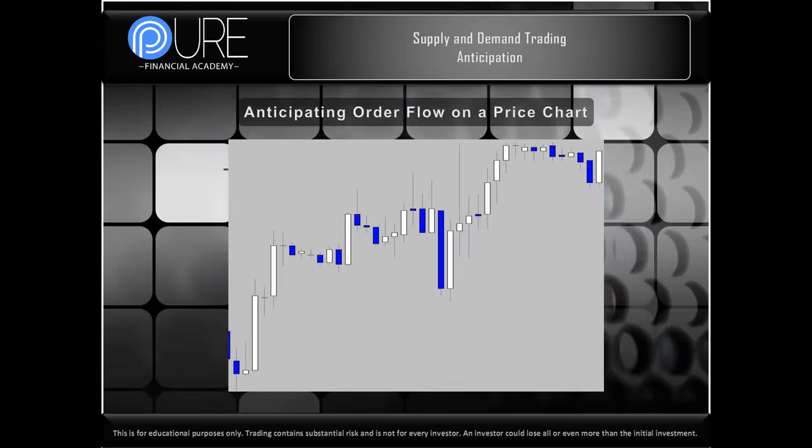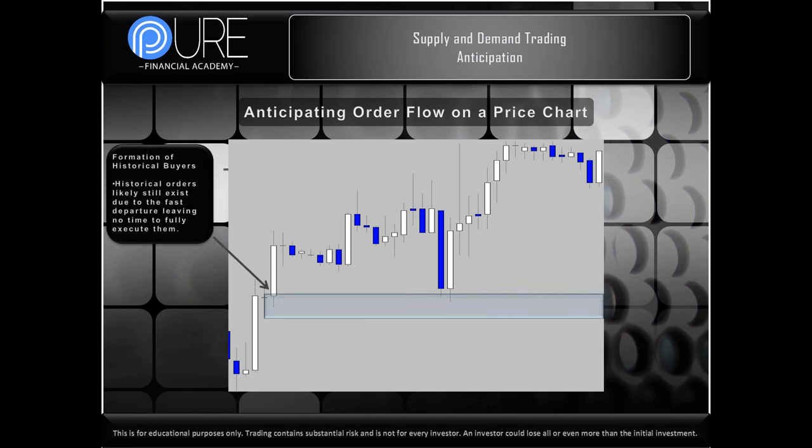Okay. So let's get through these last few slides and we're going to get out to the chart. Not to cover too much of the basic stuff. I'm sorry for that, but I do want to get everyone on the same page. So here, we're talking about anticipating order flow on the actual price chart, right? And I love this slide.